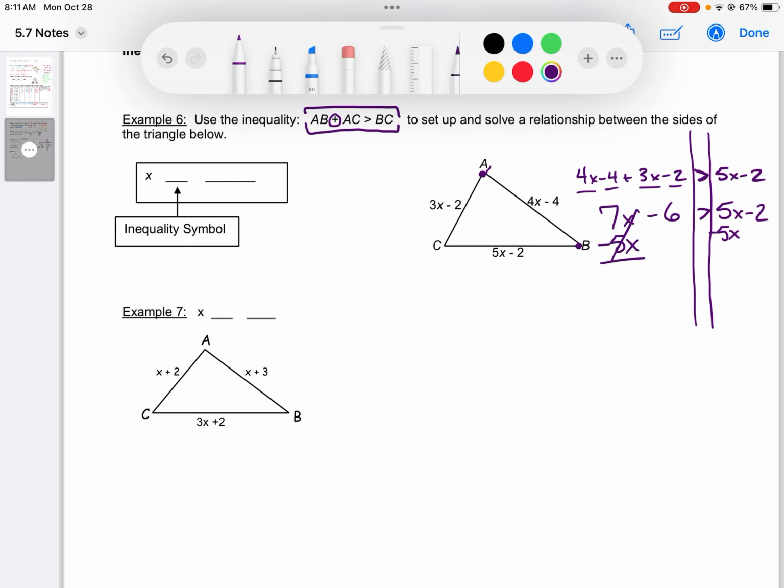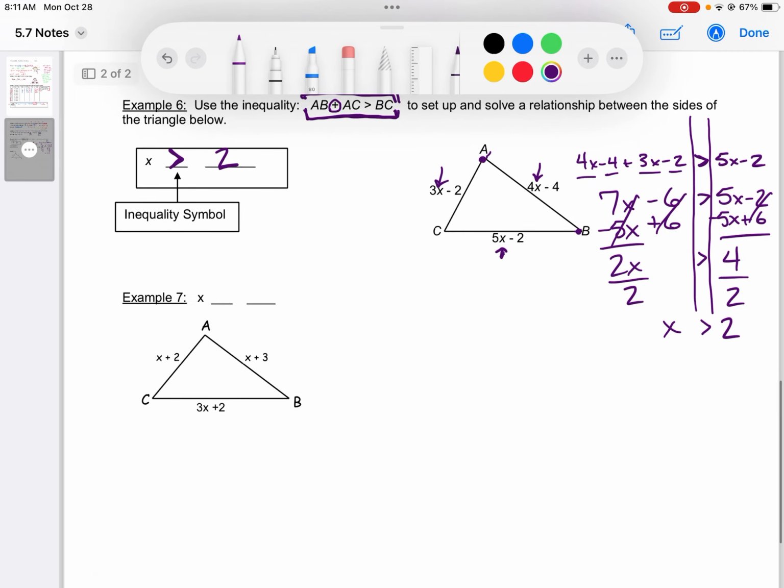We want to move the 5x over. That will leave us 2x. And we want to move the 6 over. That will leave us 4. 2x is greater than 4. And then the last step is to divide by 2. And we get that x is greater than 2. And so up here, x is greater than 2. This value, x, has to be greater than 2 for this triangle theorem to remain true.